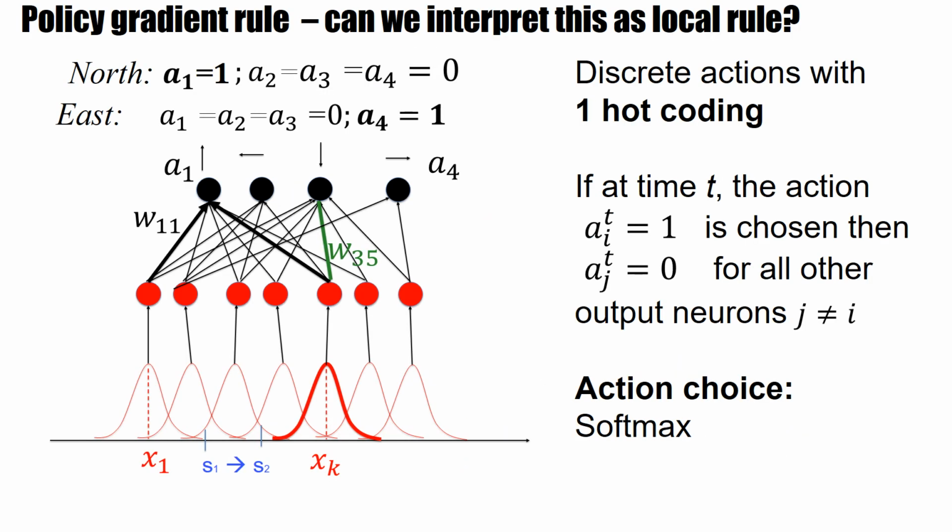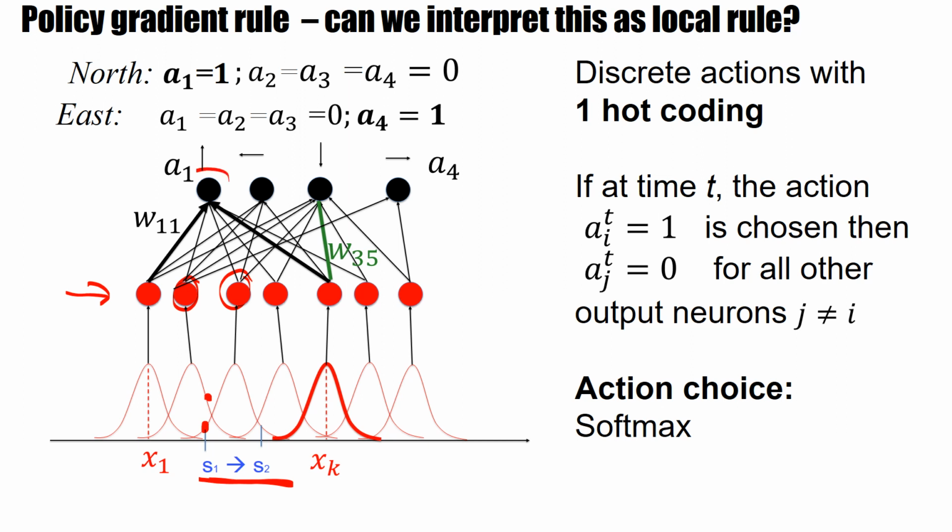Suppose we have this kind of situation. We have the state represented by radial basis functions. So if I'm here, then this neuron here goes on a little bit, and this other neuron goes on a little bit more. So it's a distributed representation of the input.